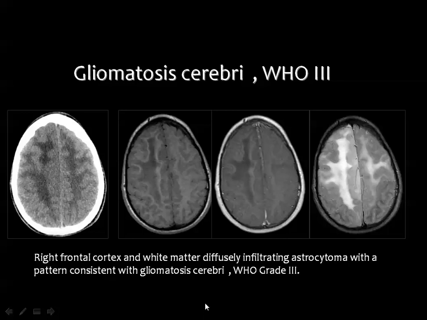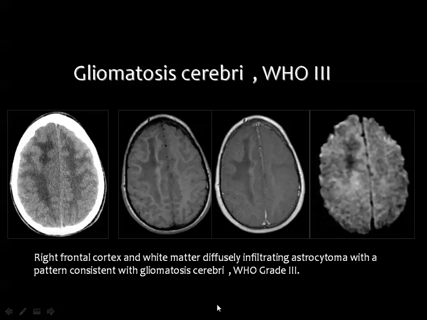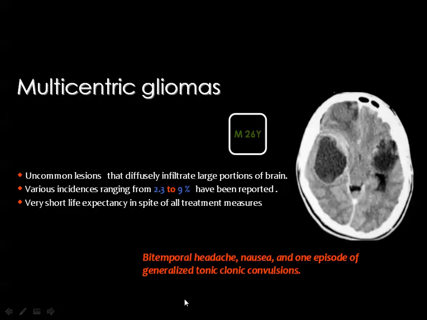And you should accept some of the variables. All what I have said is not a must, and you can accept some variables in the diagnosis of these tumors. And this is the diffusion weighted image showing free diffusion of the tumor.